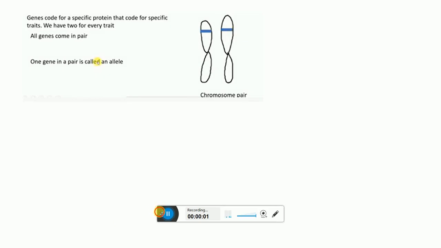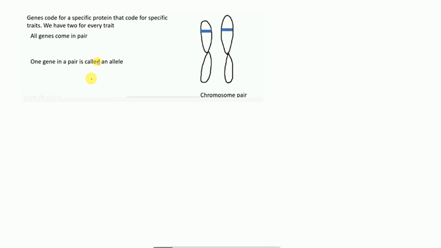Hello everyone. In this lecture today I'm going to talk to you about genotype phenotype ratio, alleles, homozygous and heterozygous organisms, and Punnett squares, and also how to make these genotype and phenotype ratio calculations.